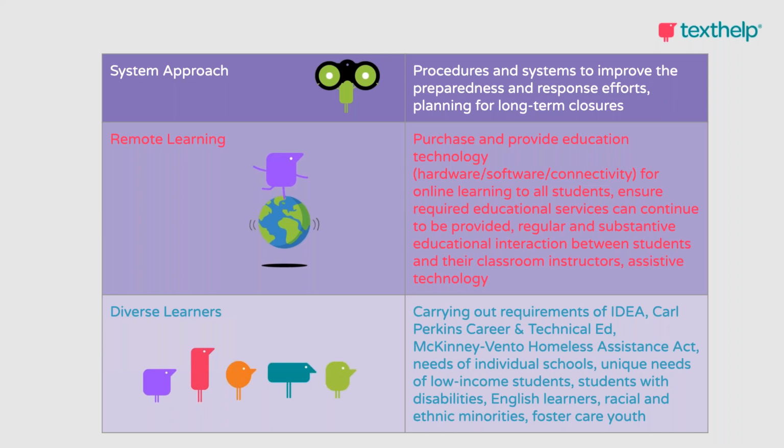I want to point out here under diverse learners some specific populations that were named in the guidance. Of course, we have our Individuals with Disabilities Education Act, which is, of course, our students with IEPs. This also includes our students with 504 plans, IAPs. We have our Carl Perkins learners, the homeless students that we serve in our populations, and then again, just a general address, and these are sort of a blend of each of these 12 guidance points, but an address here for the needs of individual schools, unique needs of our low-income students, students with disabilities. Again, there's our IDEA students, our English learners or our limited English proficiency students, and then our racial and ethnic minorities, as well as our foster care youth that we serve in our schools.